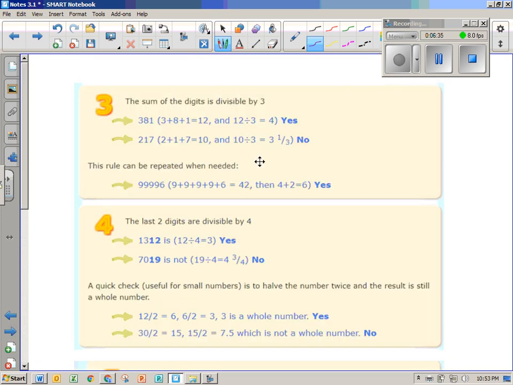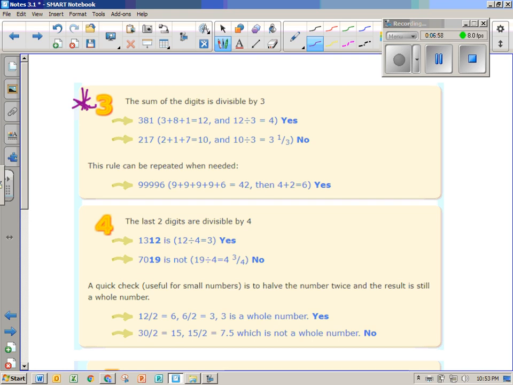The rule for 3 is really one of the handiest ones of all. I would actually star that one over here. That is the most pathetic asterisk ever. That's okay, it serves its purpose. So there's a couple of more examples.